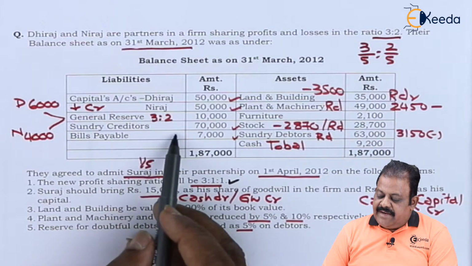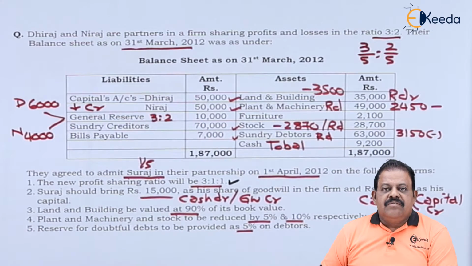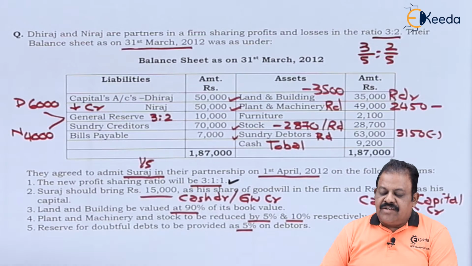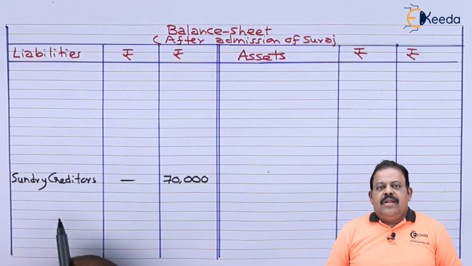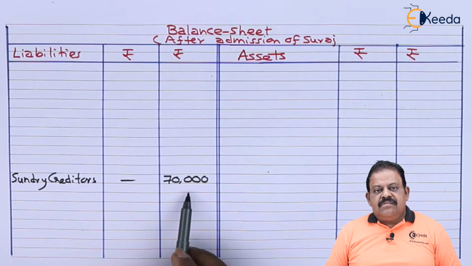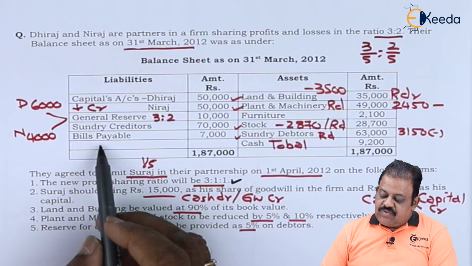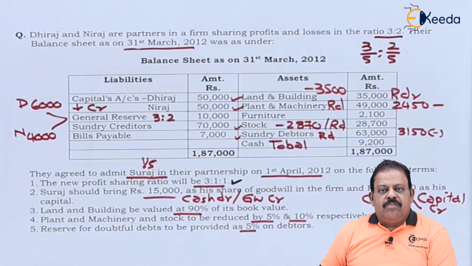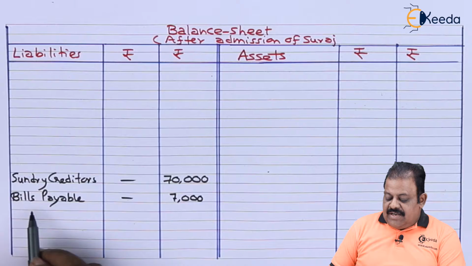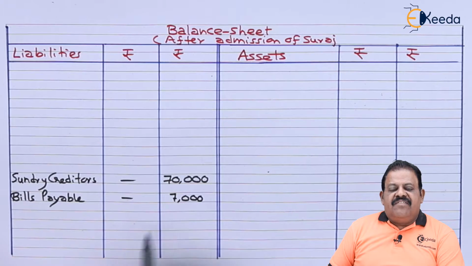Next we have sundry creditors 70,000. There is no adjustment on sundry creditors. It will be transferred to the new balance sheet on the liability side. Liabilities, sundry creditors 70,000. Next we have bills payable 7,000. There is no adjustment on bills payable. New balance sheet liability side, bills payable 7,000.